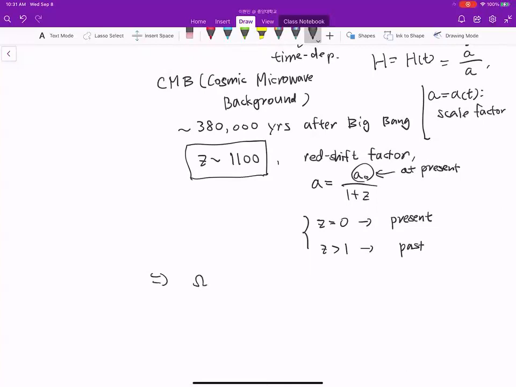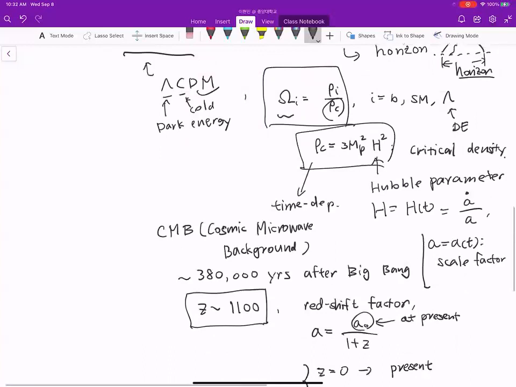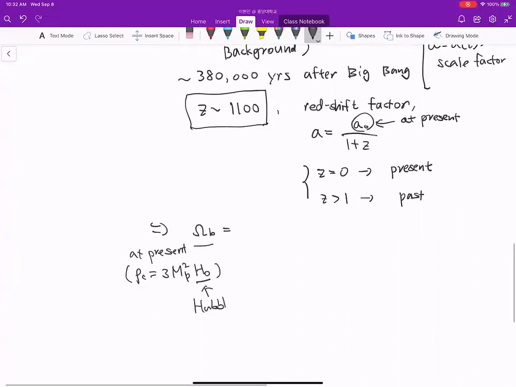Because this critical energy density, that kind of reference energy density, changes in time, when I say omega B, it is for the current universe. So we define the critical energy density as 3 times the Planck mass squared times H0 squared, where H0 is the Hubble constant. The Hubble constant is about 70 kilometers per second per megaparsec.